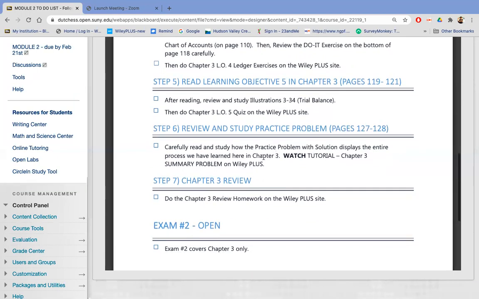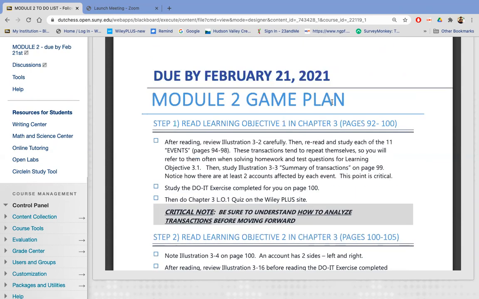You need to understand that this is a tough chapter. I've included a tutorial at the end strictly as a watch and learn type of tutorial for chapter 3. You need to do this before you do the chapter 3 review homework and certainly before you do the test. Again, if you have any questions, please email me.